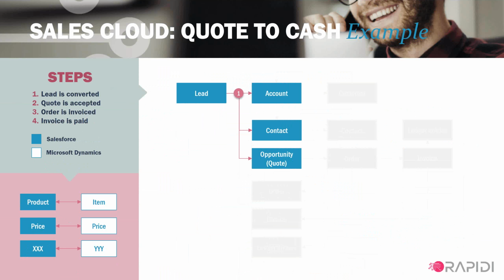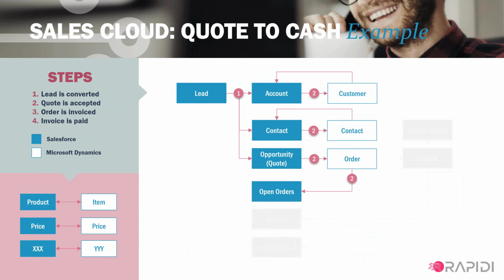So when you change the stage inside of Salesforce to, for instance, closed won or any other criteria that you define, RAPIDIONLINE will pick it up and create the customer inside of Microsoft Dynamics, if it does not exist already. It would create the contact if you choose to do so. And it will convert the quote or the opportunity to an open sales order inside of Microsoft Dynamics.